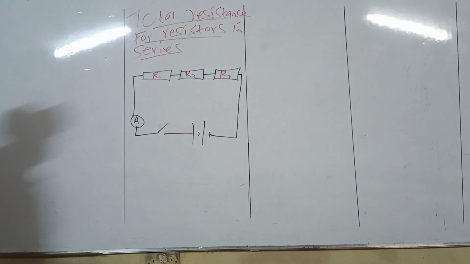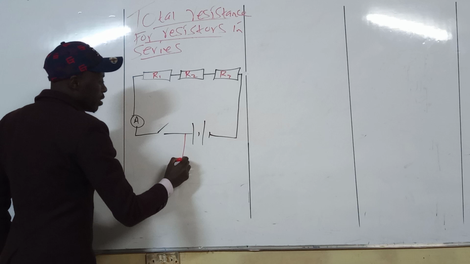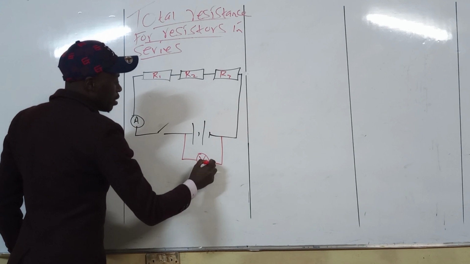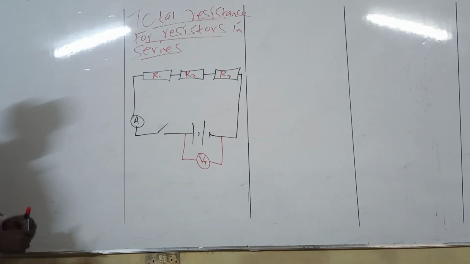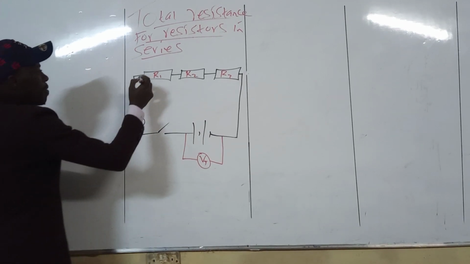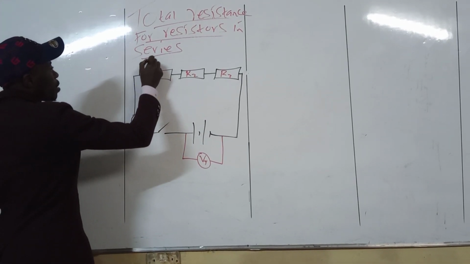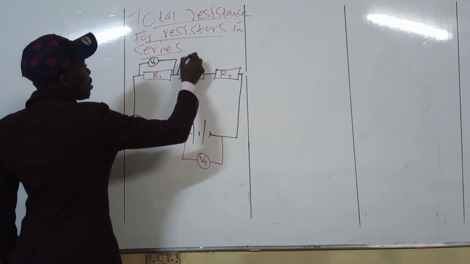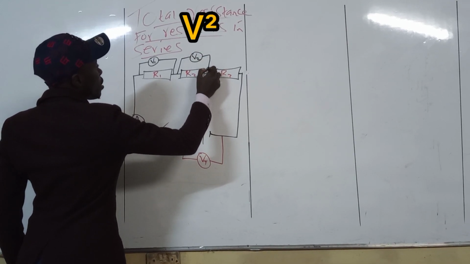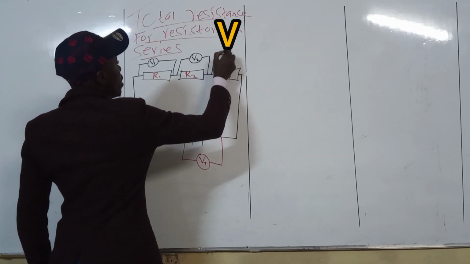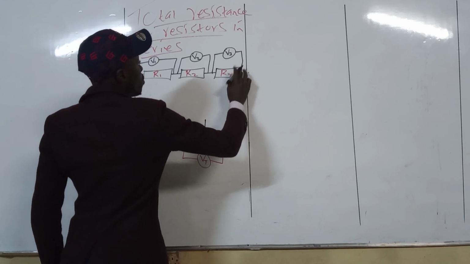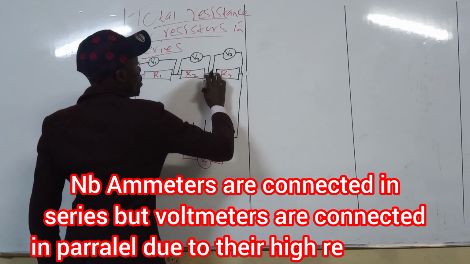So with these resistors, we're going to consider three voltmeters. The first voltmeter is across the cells. Let's call it VT. That is the total voltmeter that is measuring the total voltage. Then we have another voltmeter, V1, another voltmeter, V2 against resistor 2, and another voltmeter, V3 against resistor 3.